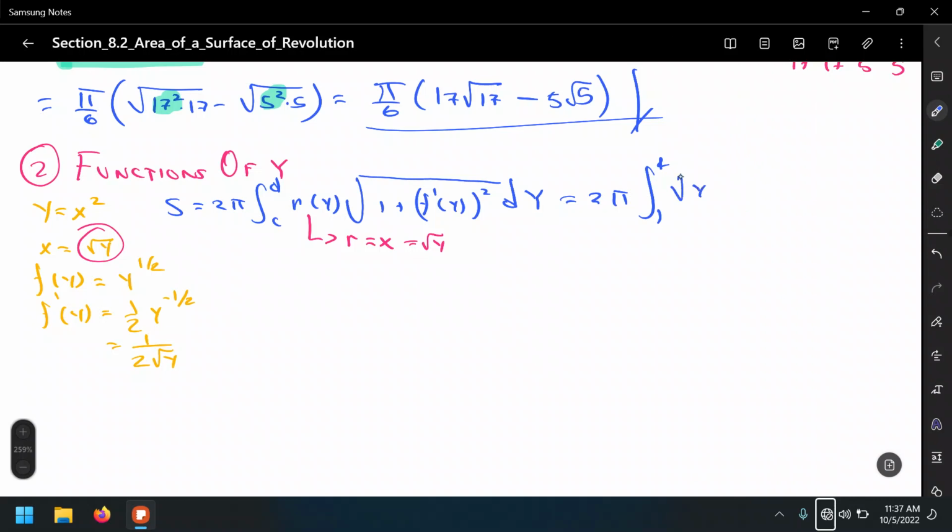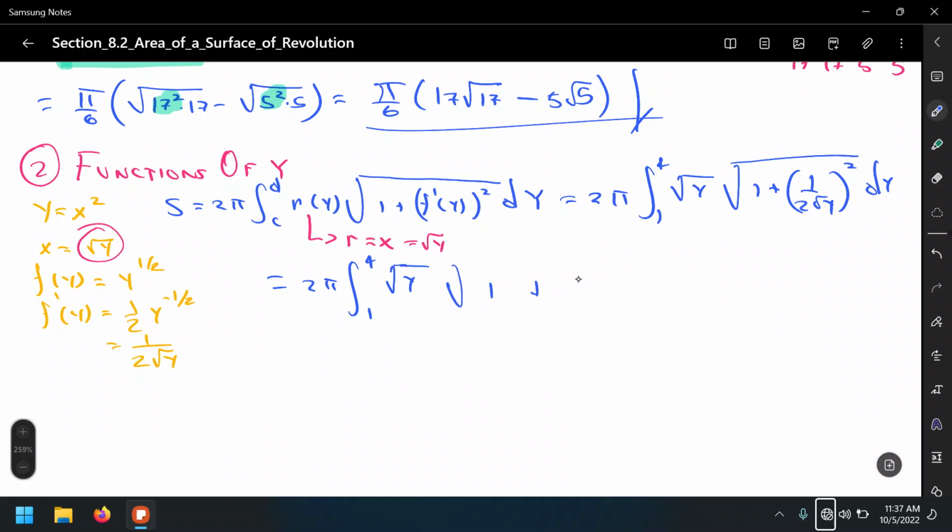That's the square root of y times the square root of 1 plus the derivative, 1 over 2 root y, squared, dy. So that's 2 pi integral from 1 to 4 root of y. Let's square the inside and simplify. That's 1 plus 1 squared, which is 1, 2 squared, which is 4, and root of y squared. Cancel the radical with the square to get simply a y.